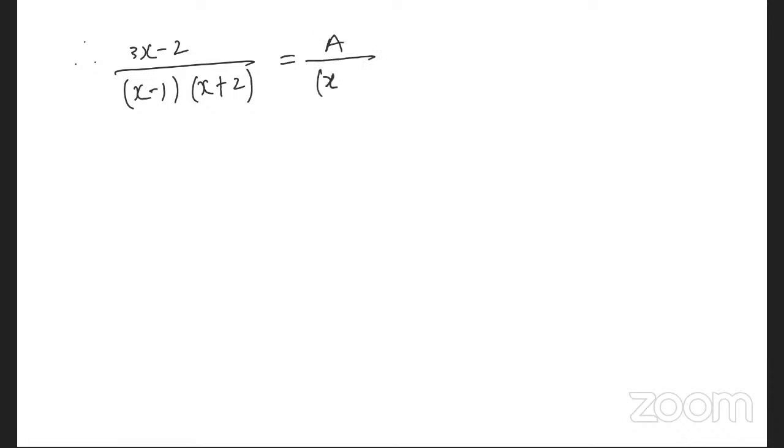Therefore, (3x minus 2) divided by (x minus 1) into (x plus 2) can be expressed as A divided by (x minus 1) plus B divided by (x plus 2). Let us consider this as equation 1.